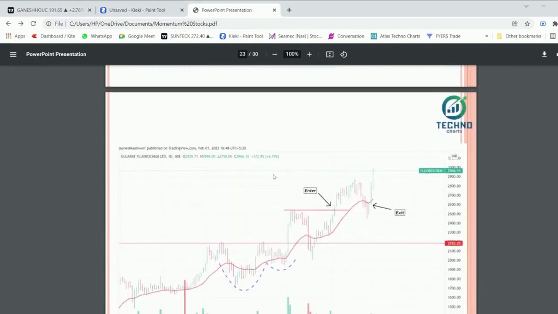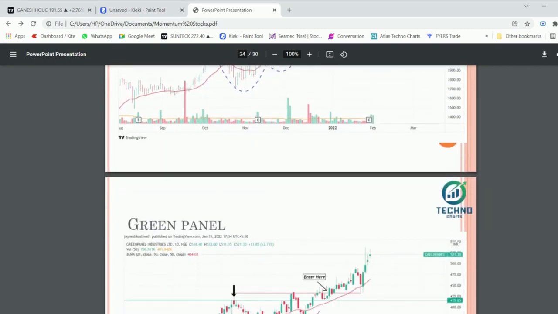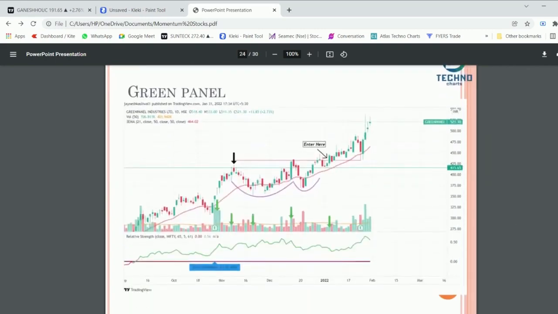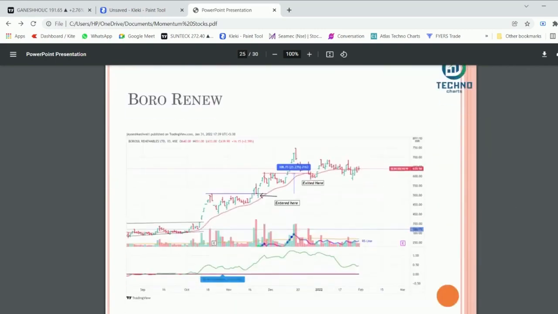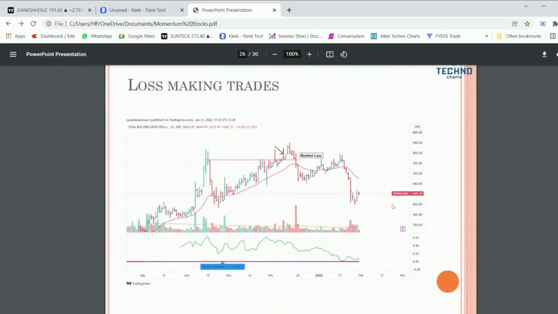So for example, in case of Gujarat Fluorochemicals, you entered the stock here, and in this case you had to exit the stock at cost to cost. So there will be many examples where you will enter the stock at a very high price, as we are trading momentum stocks, and you have to book losses. For example, if you check the chart of Sona Comms, if you had entered here on the breakout of the 52-week high, then you had to book loss within the very next few days. Okay, so this was a loss making trade.